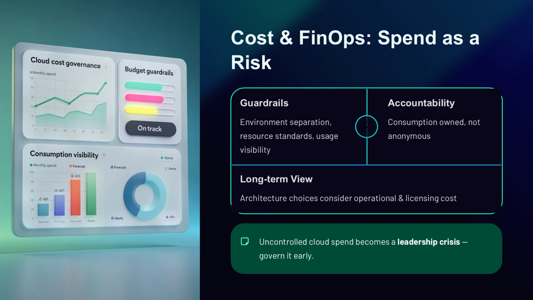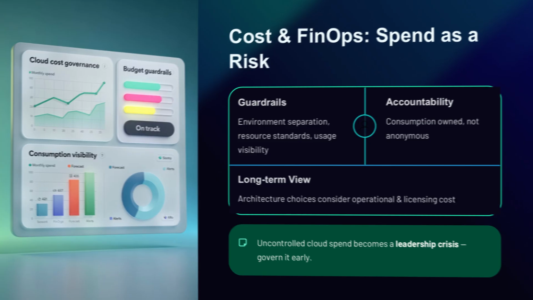You also define the principle that architecture choices should consider long term operational and licensing cost, not only delivery speed. When cost is governed early, leaders trust cloud adoption more. When cost is ignored, cloud adoption becomes politically unstable and governance becomes reactive and heavy handed.